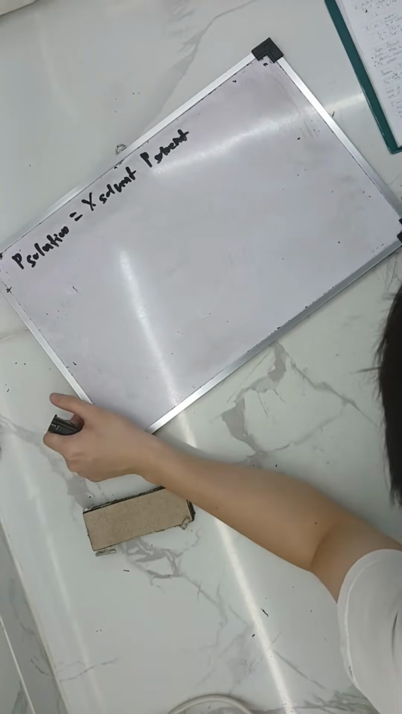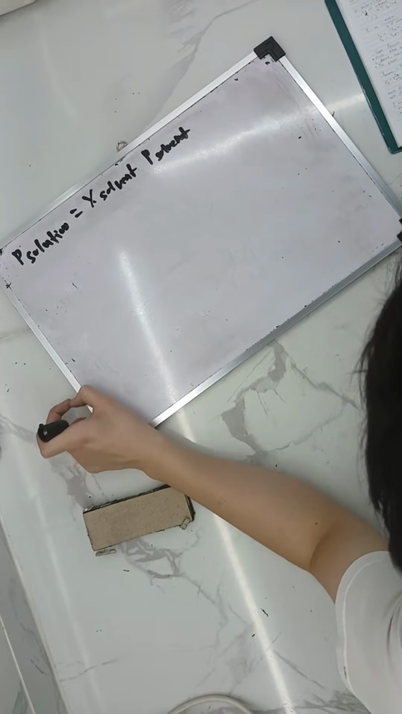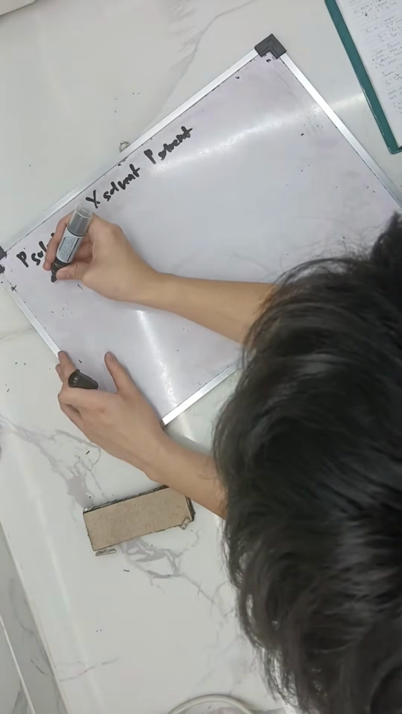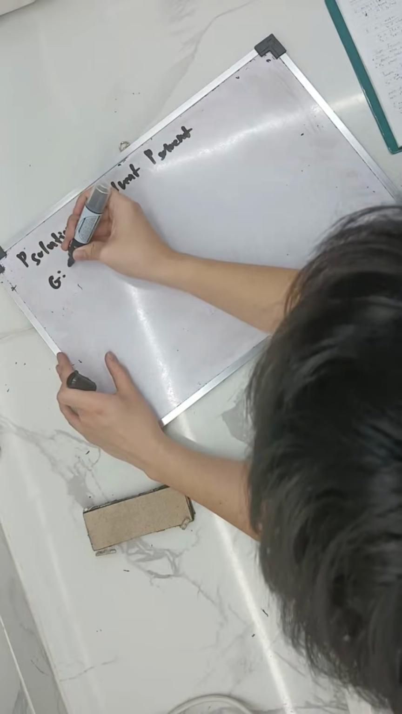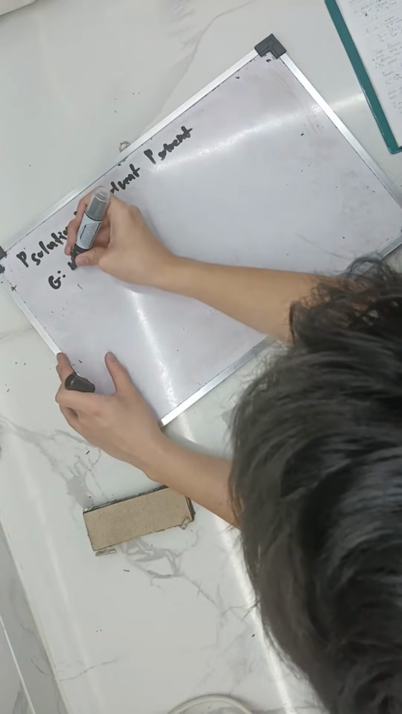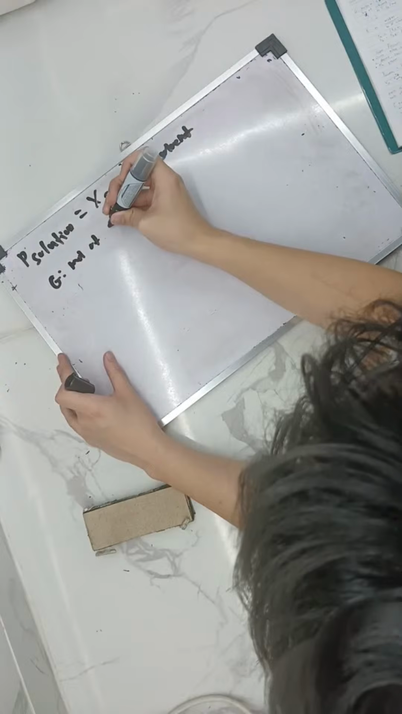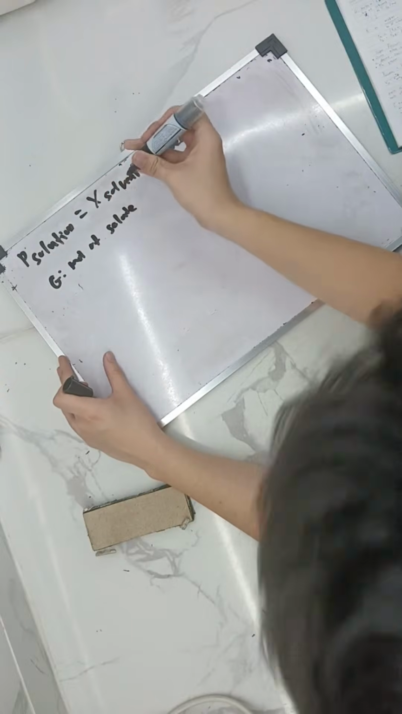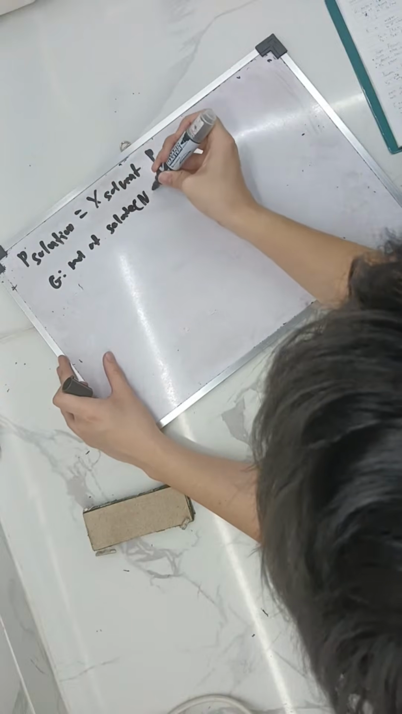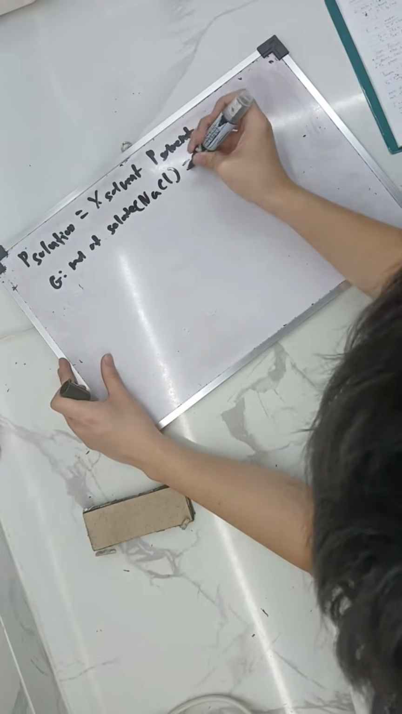So let's say we are given 1 mole of NaCl, or the solute, mole of solute, which is NaCl, and it's equal to 1 mole.